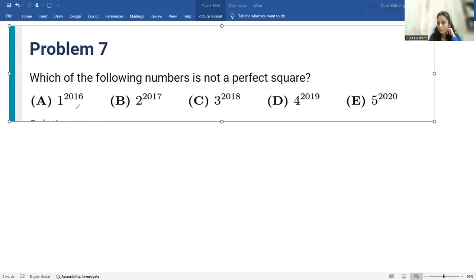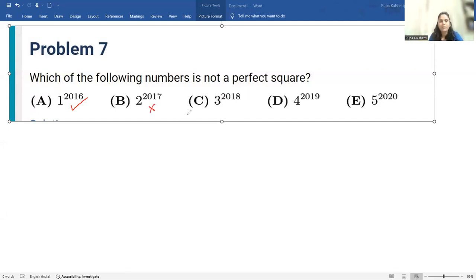Now let's come back to the question here. In this question, they have not given us a number, but they have given us the exponents. For any number to be a perfect square, the number should have an even exponent. The number with an even exponent will be a perfect square. So let's check option A. Option A, base is 1, and the exponent is 2016, which is an even number. So this is a perfect square. And here the exponent is not an even number, so this is not.